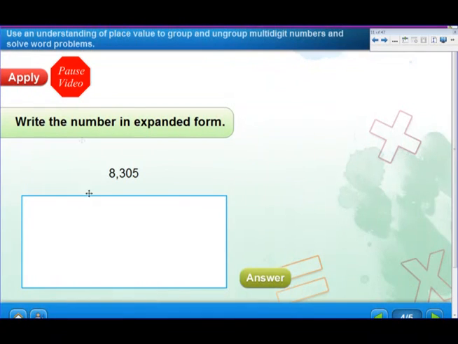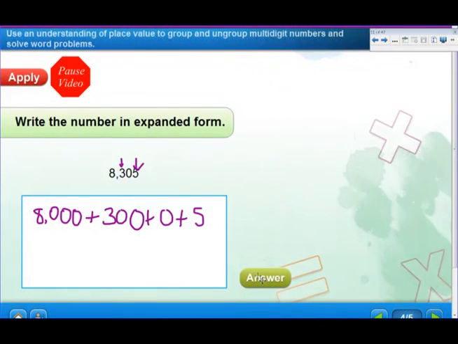Pause the video though and see if you can do this on your own. Okay, starting back up. Let's see if we can do this. 8,000, right? 8,000. And then what? That's right, we need to put a plus there. How many hundreds? 300. Plus how many tens? 0 tens. Can we do that? Technically, yes, you can. But there are 0 tens. How many ones? 5. Okay, let's check your answer.